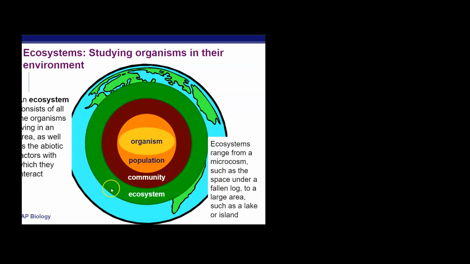And then now we're looking at the actual ecosystem, which is the community, all of the living organisms and their interactions with the non-living portions of a particular area. So it's all of the biotic plus abiotic factors within a specified area. And we know that ecosystems can range from a microcosm, such as a space under a log, or a large area like a lake or even an island.